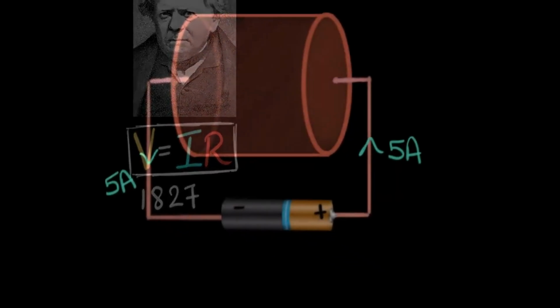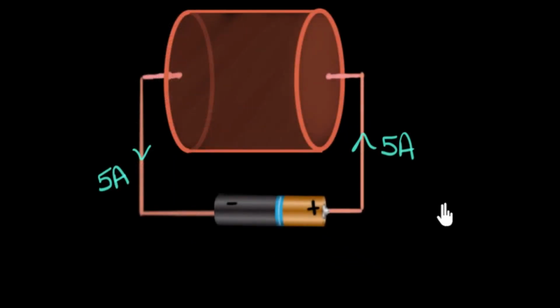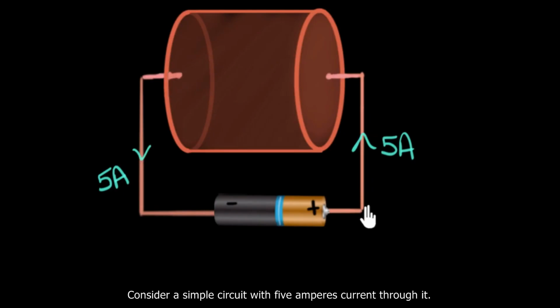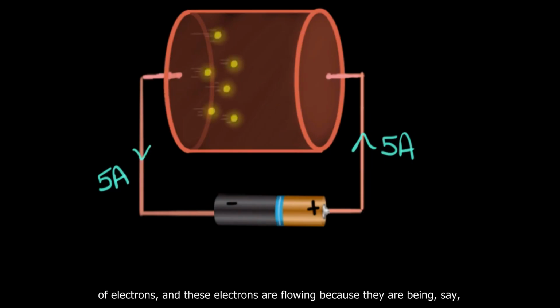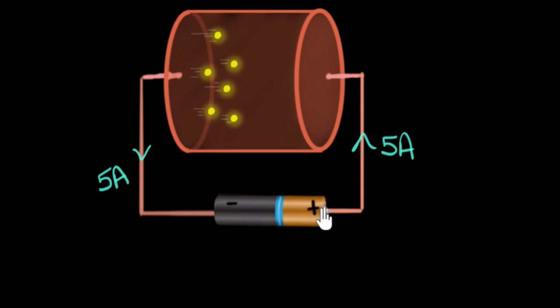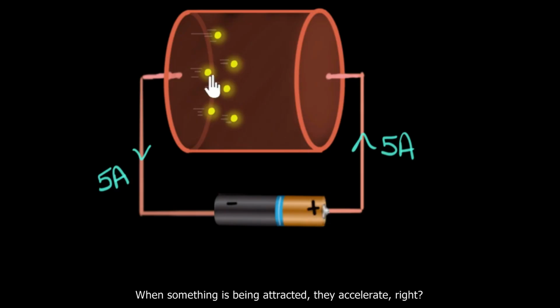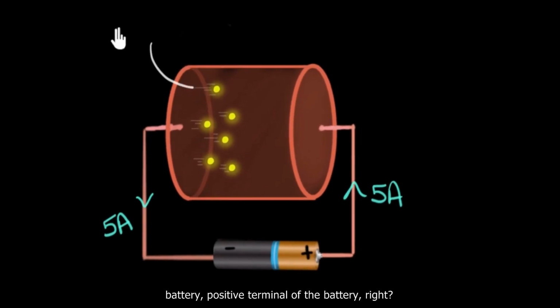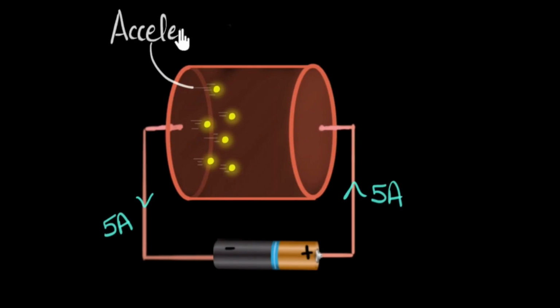So let's do that. Let me start by asking you a question. Consider a simple circuit with 5 amperes current through it. You might know that this current is caused due to the flow of electrons. And these electrons are flowing because they are being, say, attracted by the positive terminal of the battery. Now, my question is this. When something is being attracted, it accelerates, right? Just like when you drop a ball, it accelerates down due to gravity. It doesn't just flow down, it accelerates down. Similarly, these electrons must be accelerating towards the positive terminal of the battery, right? Accelerating.